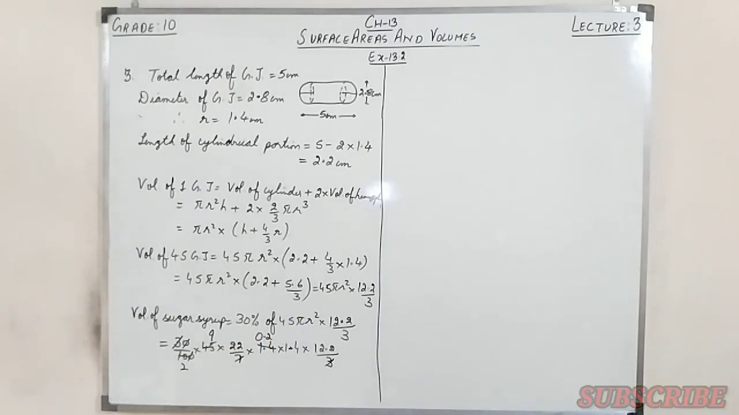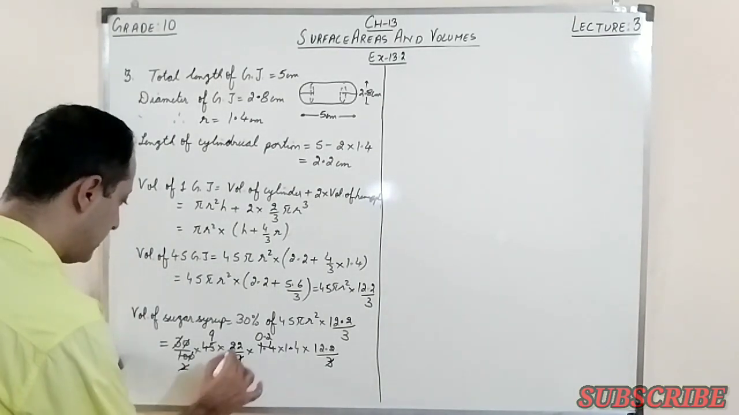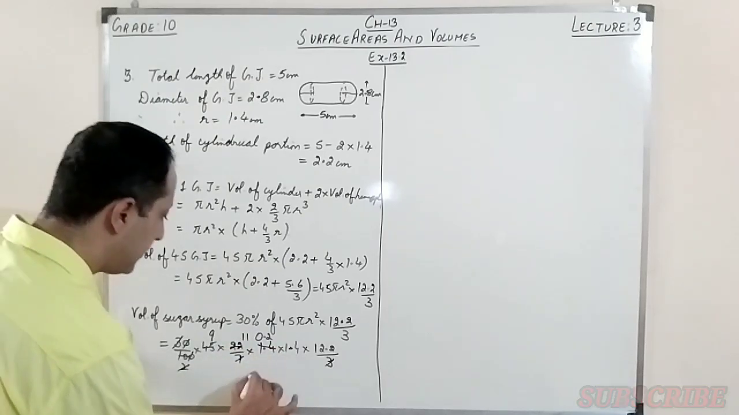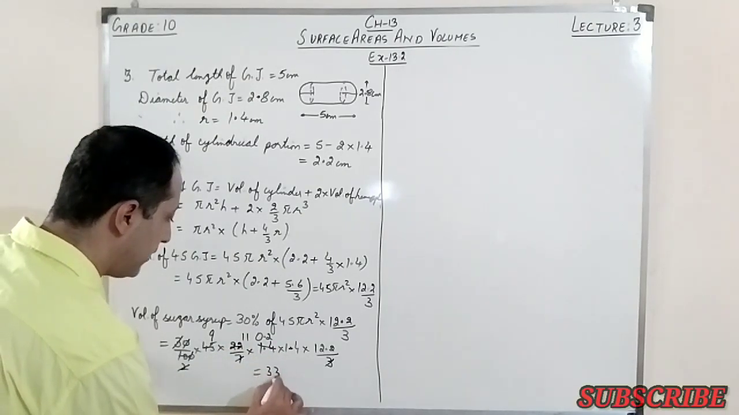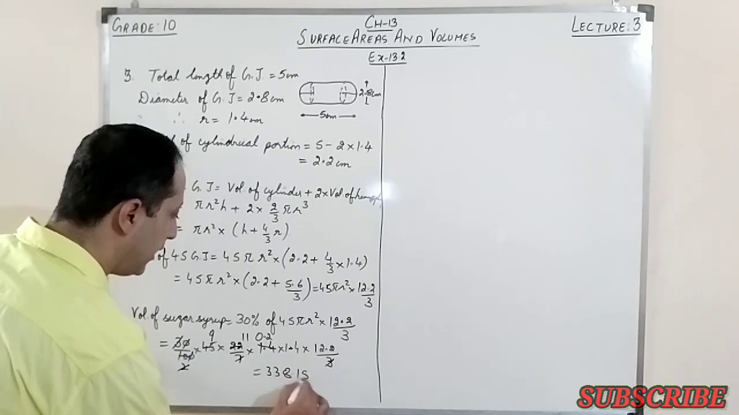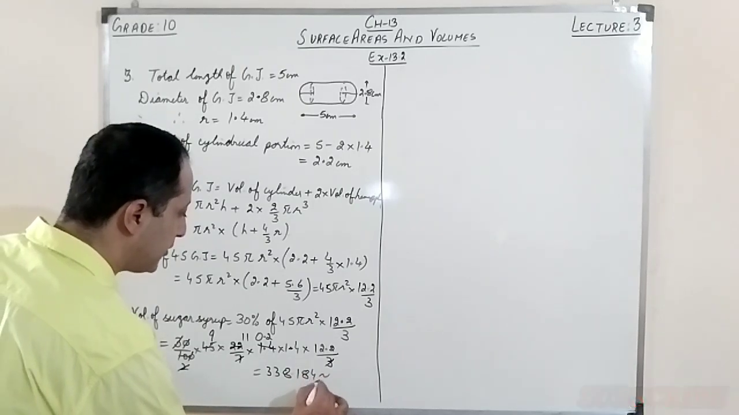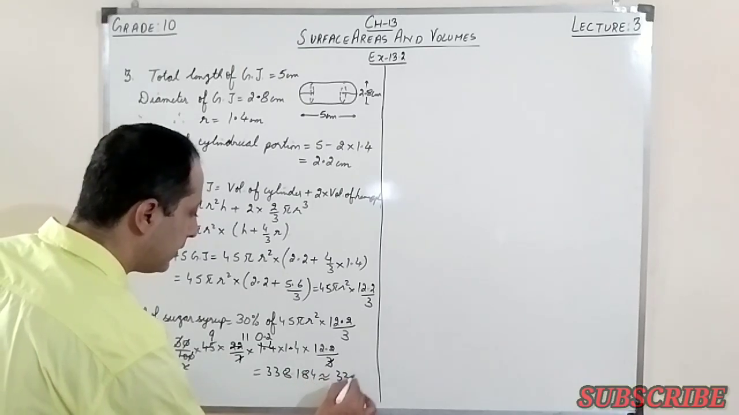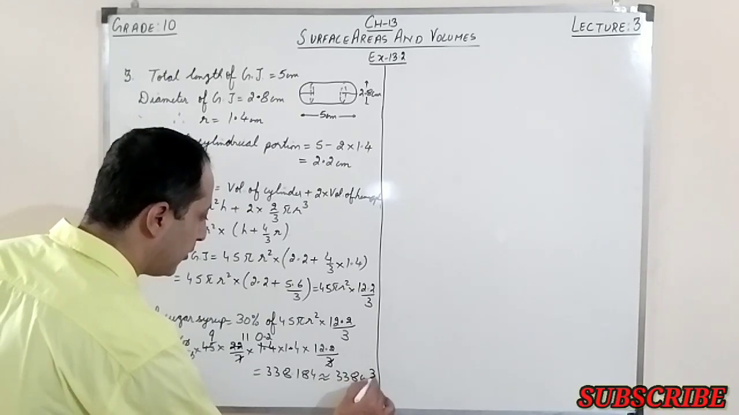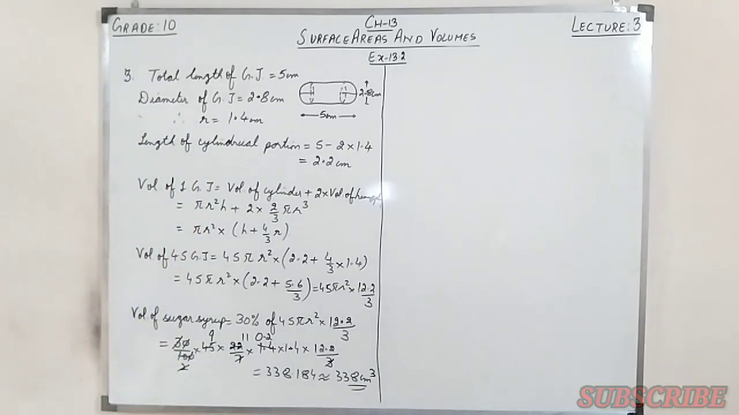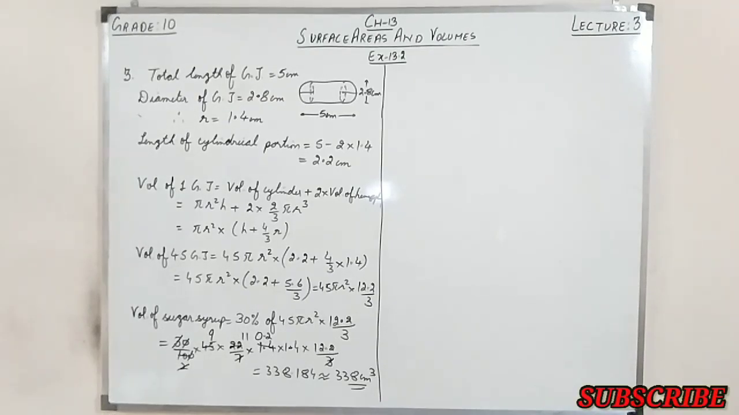So now we multiply all this and then we write the answer. Now this 2 also cancels here. And after simplifying this complete, we get it as 338.184, and this can be approximately written as 338 centimeter cube. So this was the question number 3. Let's go to the next question, that is question number 4 now.